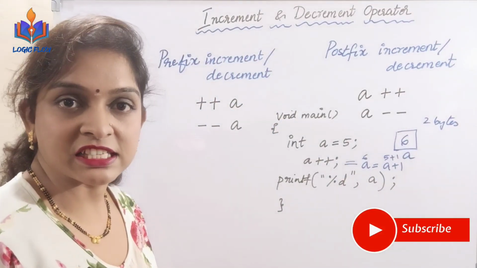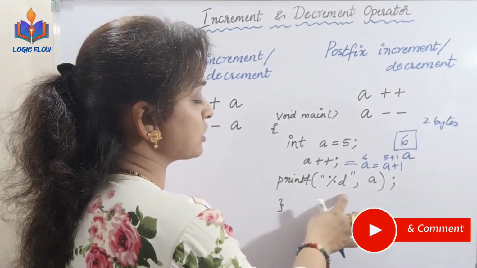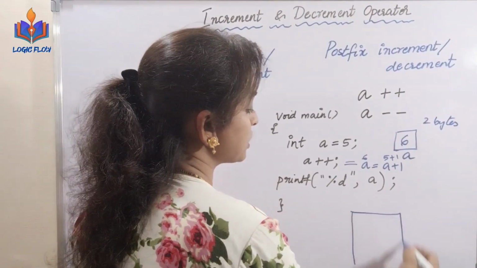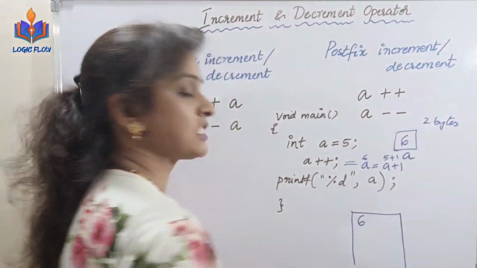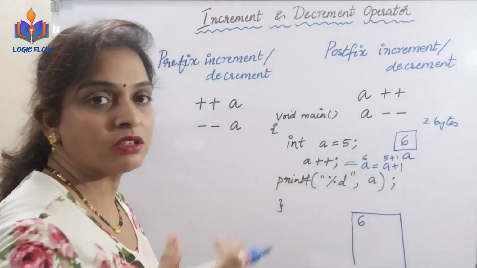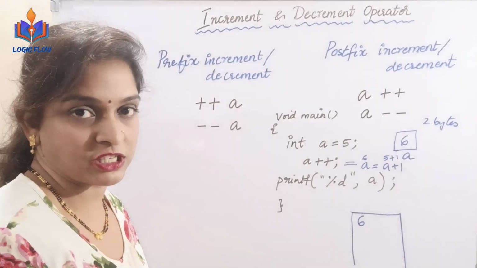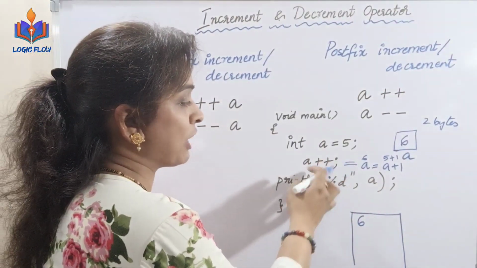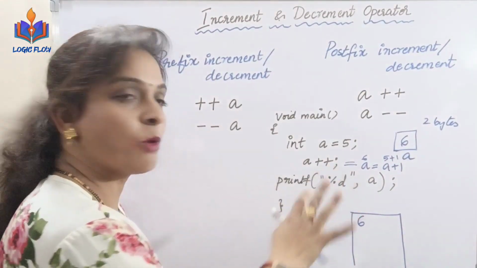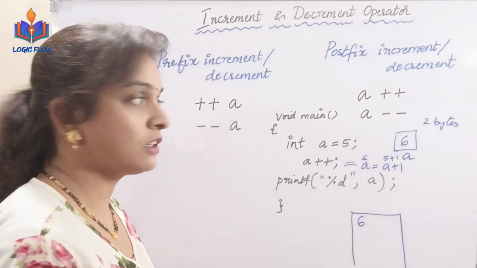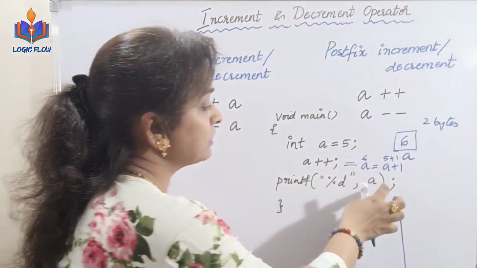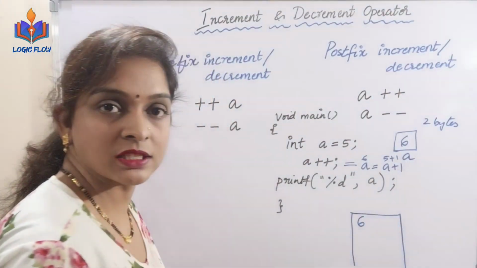Then I say printf, integer value, format specifier %d, then print the value of A. So what will be my output? My output will be 6. So whether it is an individual operation, we need not bother about whether it is prefix or postfix. I say A++, the value of A increased by 1, A equal to A plus 1. I know it is postfix, but the compiler need not break its head to know what type of operator it is because it is a single operation. Then I say print the value of A. The value of A is 6.